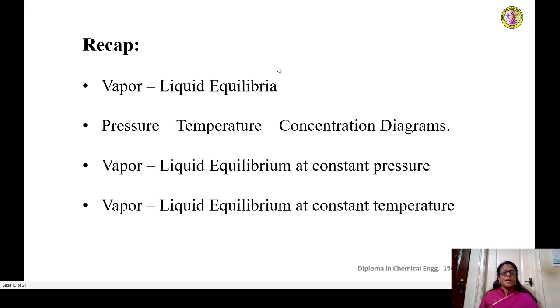So this is a quick recap of what we studied in today's class. We understood what is meant by vapor liquid equilibrium in distillation, what a pressure temperature concentration diagram is, and we also learnt about the vapor liquid equilibrium at constant temperature and the vapor liquid equilibrium relationship at constant pressure.